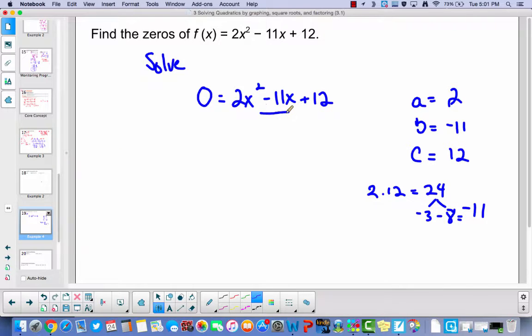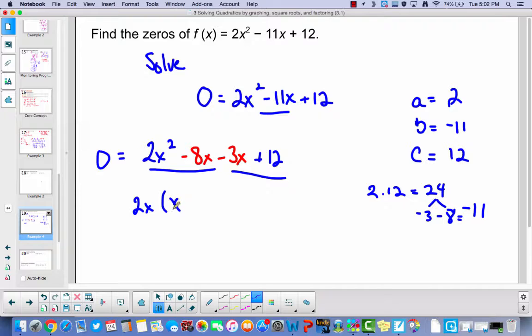So we split this middle term. The 2x squared stays. It's still equal to 0. We can't lose that. Then it becomes minus 8x and minus 3x. And then that plus 12 stays. And then we factor by grouping. I can take a 2x out here, leaves me with x minus 4. I can take a negative 3 out here, which leaves me with an x minus 4 as well. And that's still equal to 0.